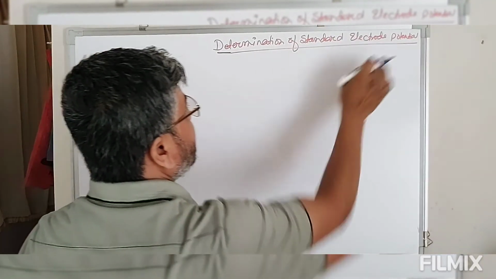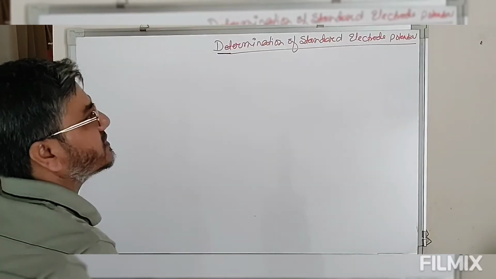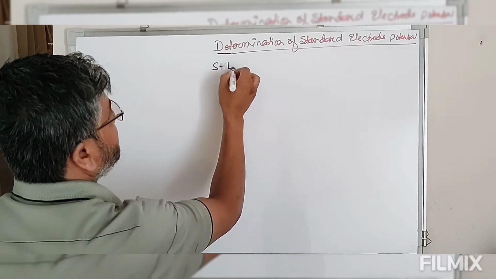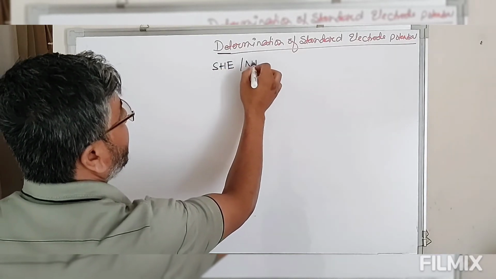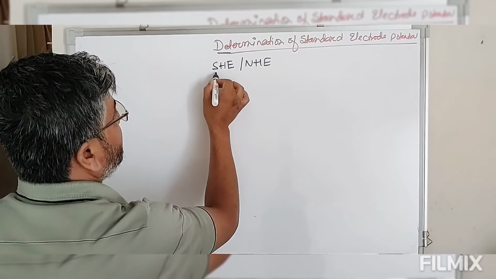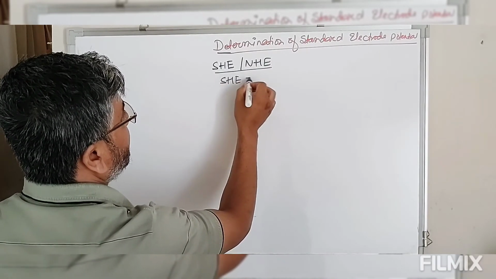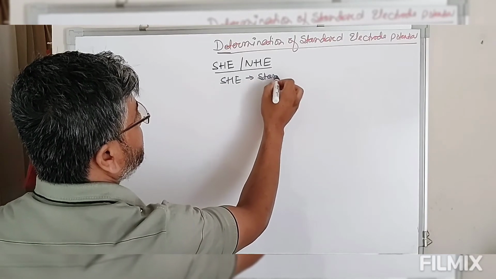Now to define this standard electrode potential, we have the SHE electrode or NHE electrode. This SHE stands for standard hydrogen electrode.